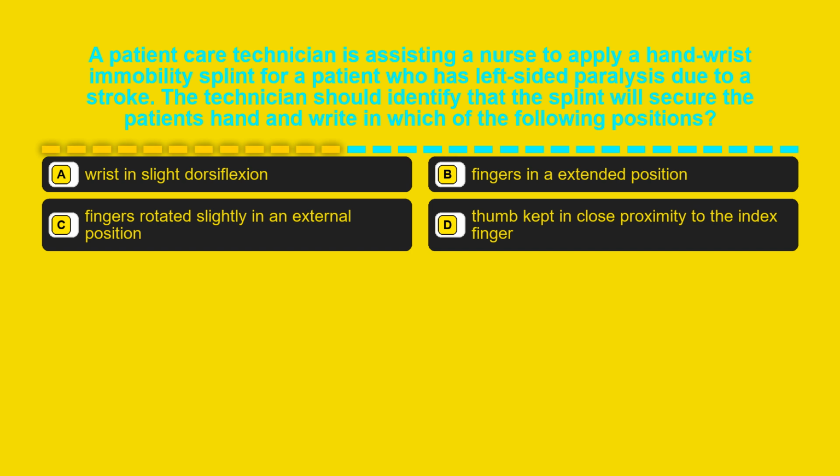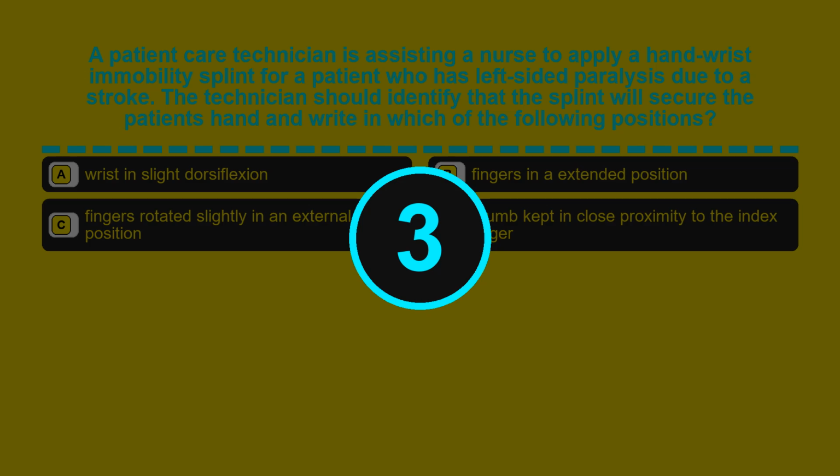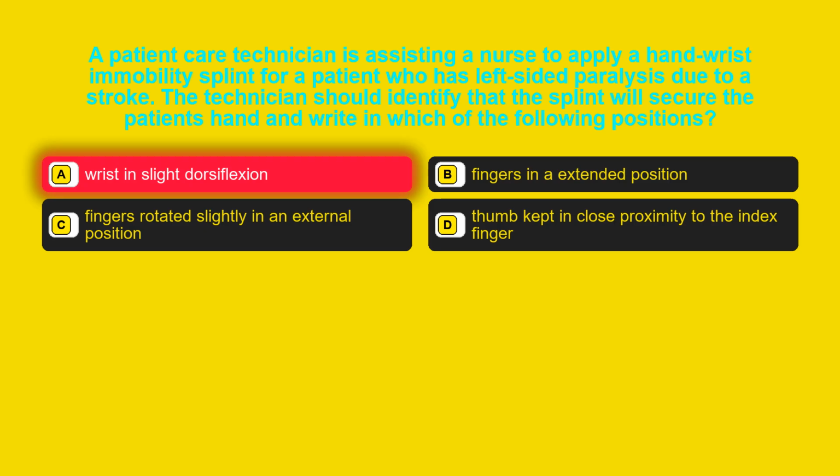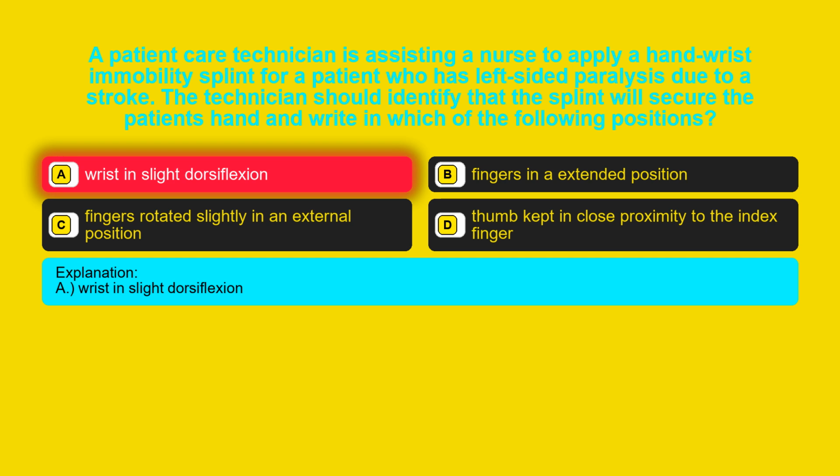Option A, wrist in slight dorsiflexion. Option B, fingers in an extended position. Option C, fingers rotated slightly in an external position. Option D, thumb kept in close proximity to the index finger. The correct answer is option A, wrist in slight dorsiflexion.